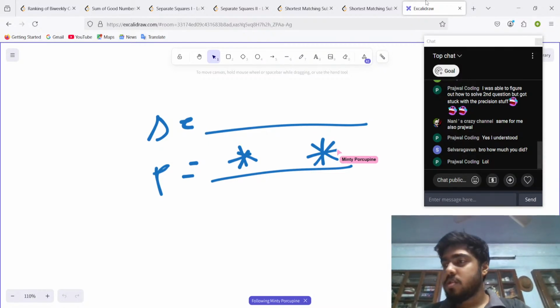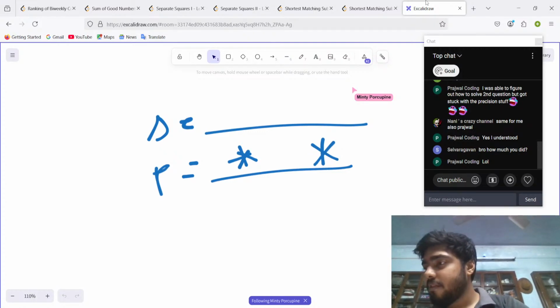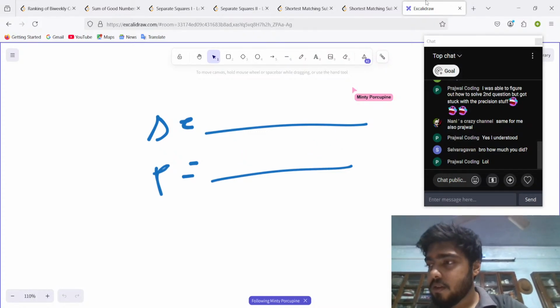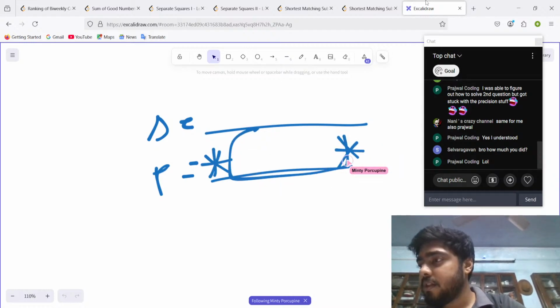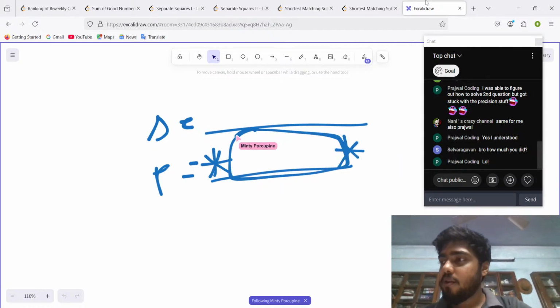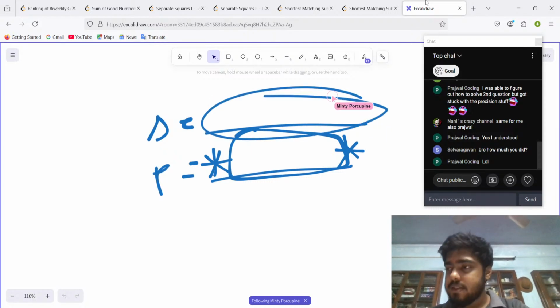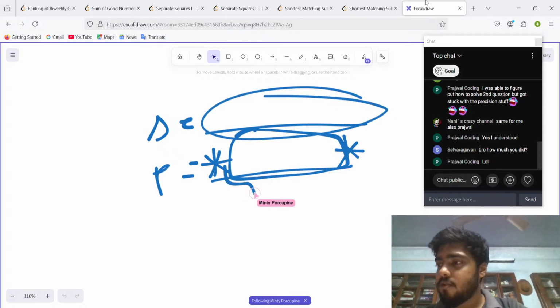So what I came up with is that if P is starting with a star and ending with a star, in that case we just need to find whatever is between them. You have to find it in S, and if it is there, then this is the length of the whole thing. Okay, clear?